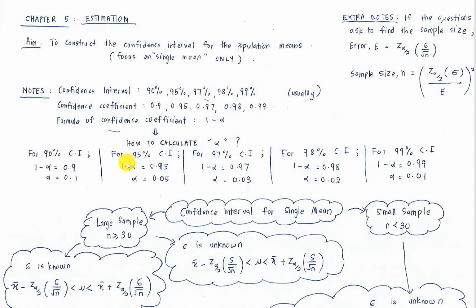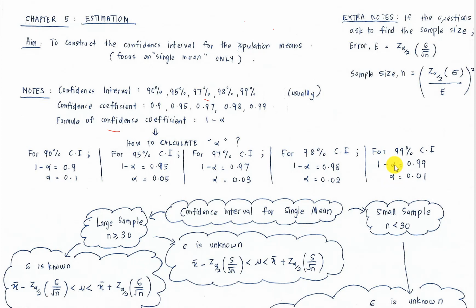It goes the same for the 95% confidence interval. We know that for the 95% confidence interval, your confidence coefficient is 0.95. So how to get the alpha? We know that the formula of the confidence coefficient is equal to 1 minus alpha. Then you get your alpha is equal to 0.05. It goes the same for the confidence interval of 97%, 98% and also 99%.